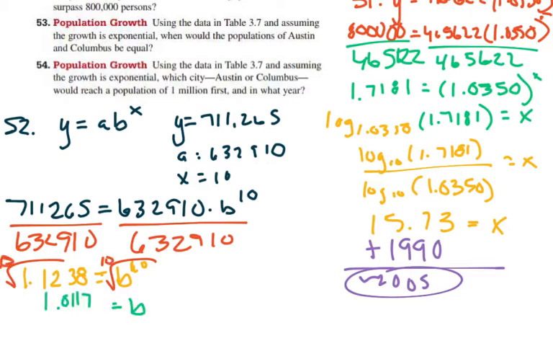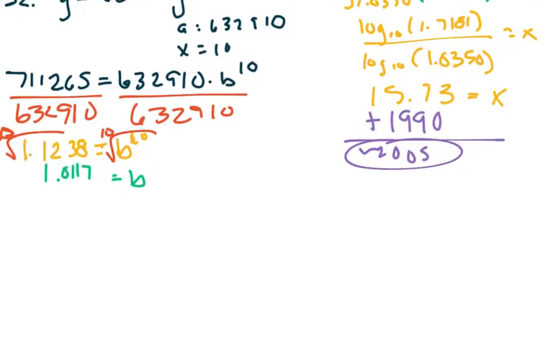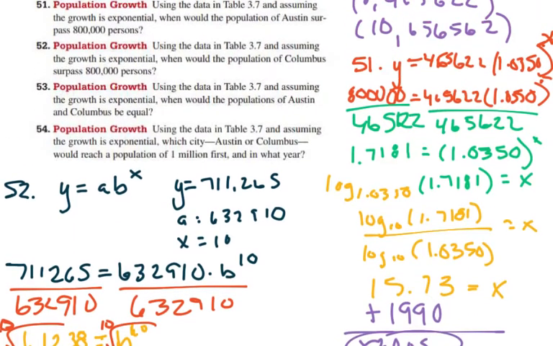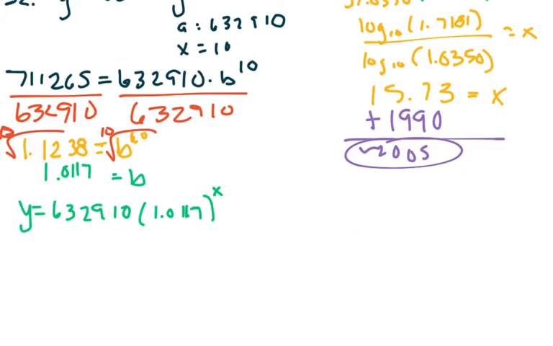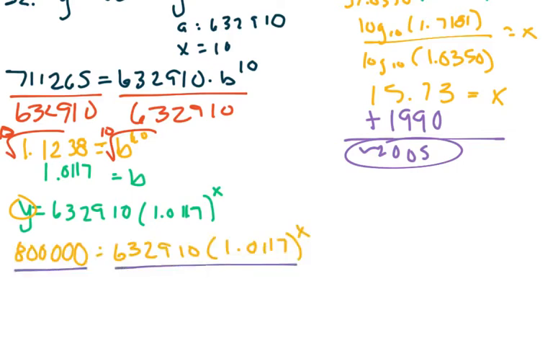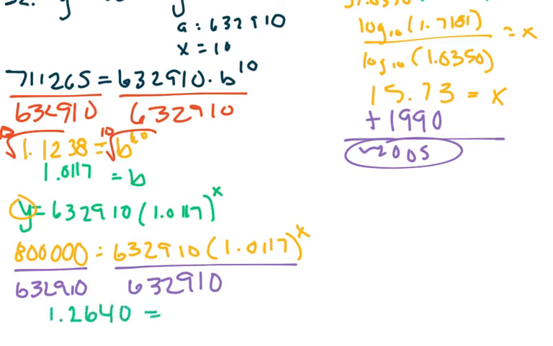which results in a b value of 1.0117, and so your official equation is going to be y equals 632,910 times 1.0117 to the x, and that is what you'll use in order to solve for when this equals 800,000. Doing the same process as before, we'll divide by that 632,000, which results in 1.2640.